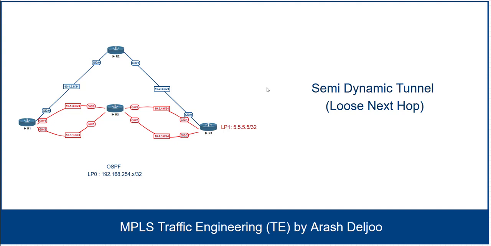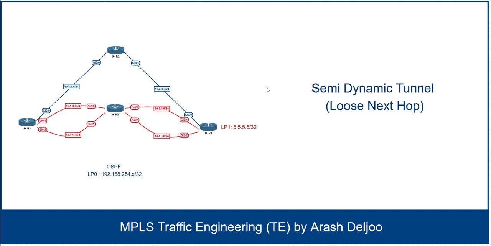In this video, I'm going to explain the next method of configuration of MPLS-TE tunnel. We call it semi-dynamic loose next hop. You know that in the previous video, we learned about the semi-dynamic tunnel, but with the exclude address method. Now we learn about the next type of semi-dynamic tunnels, loose next hop.